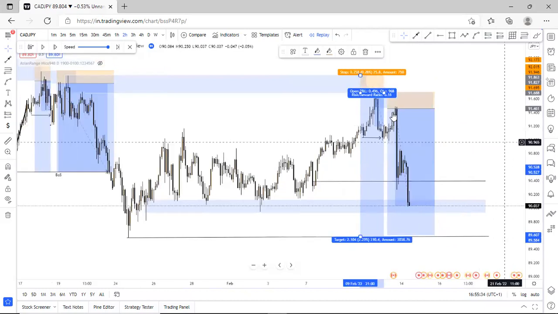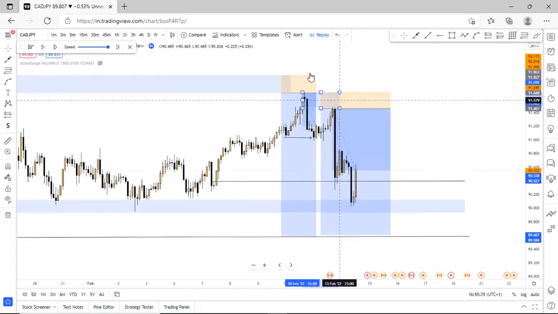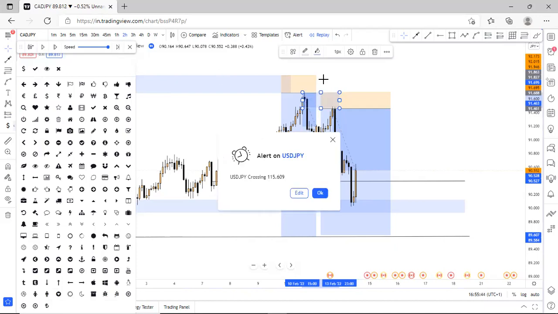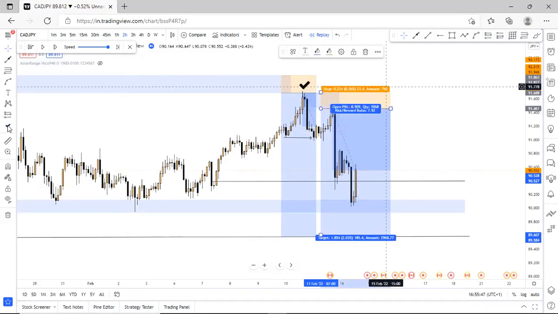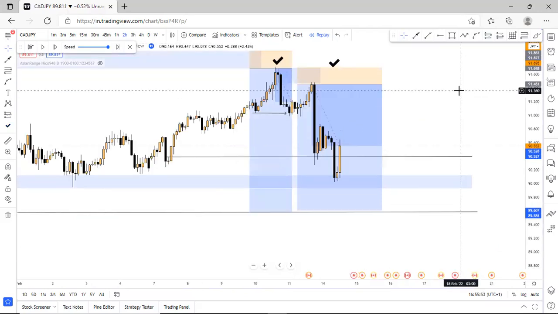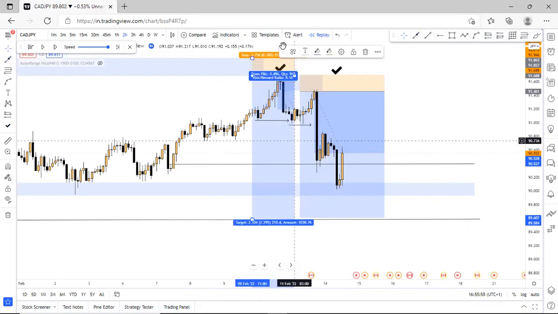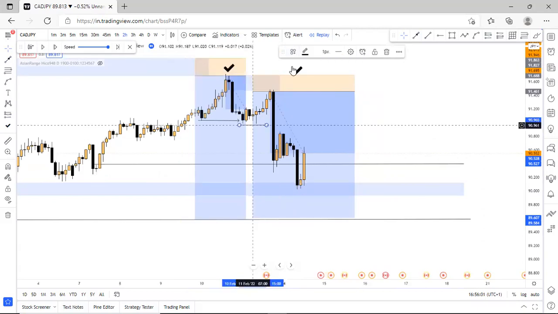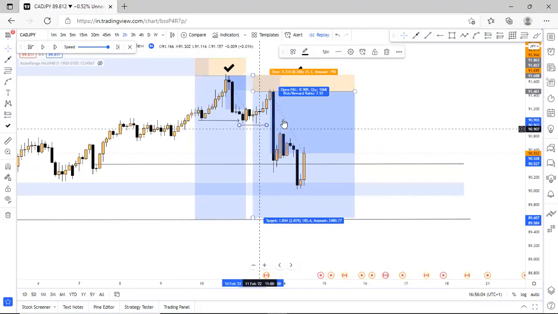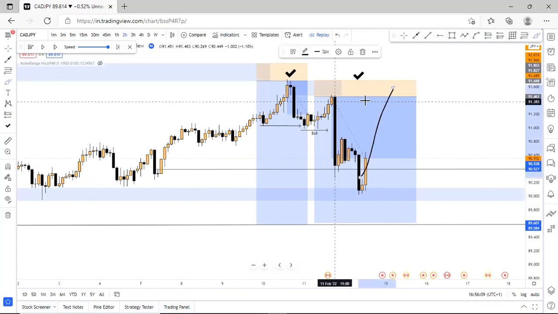Let's play that, and we were tapped in perfectly into this 2-hour supply. So at this point we have our first trade and we have our second entry. Now again, if you take a look at the whole structure, we can see yet another break of structure, another low being taken out right here. Once we have a break of structure, we'll be expecting a retest again, a retest of the supply that caused the break of structure.